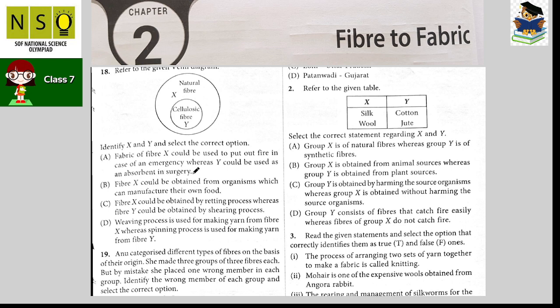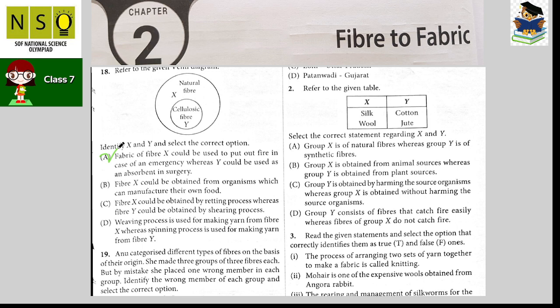Then second, B: fiber X could be obtained from organisms which can manufacture their own food. C: fiber X could be obtained from the retting process, whereas fiber Y could be obtained by the shearing process. And D: the weaving process is used for making yarn from fiber X, whereas the spinning process is used for making yarn from fiber Y. So the correct option is option A.